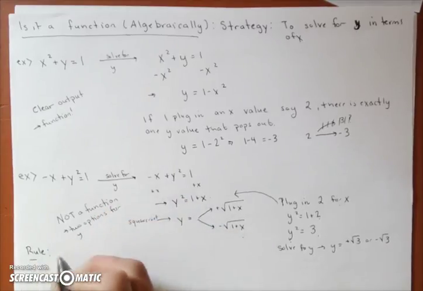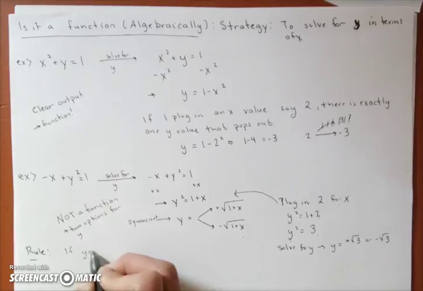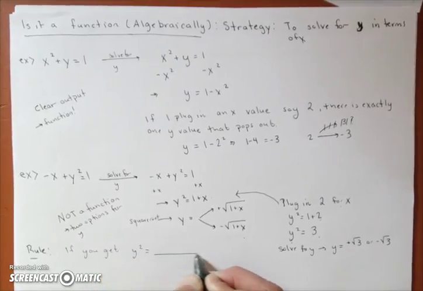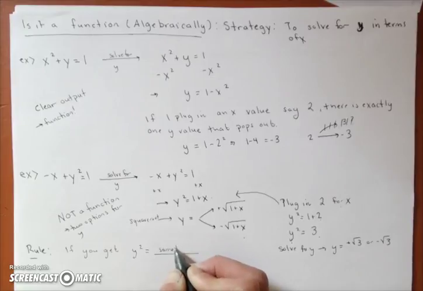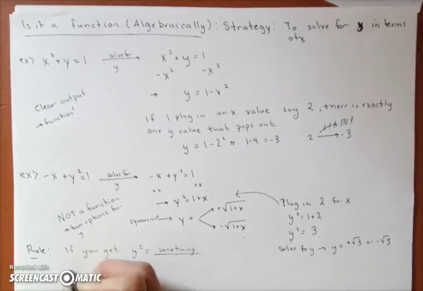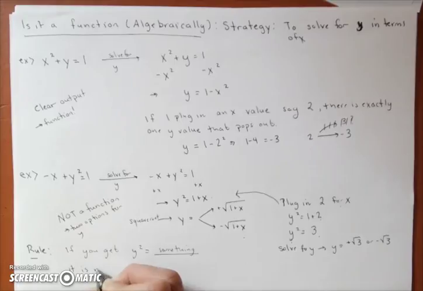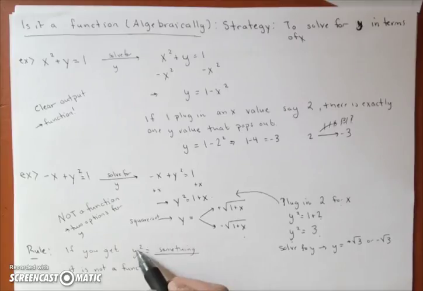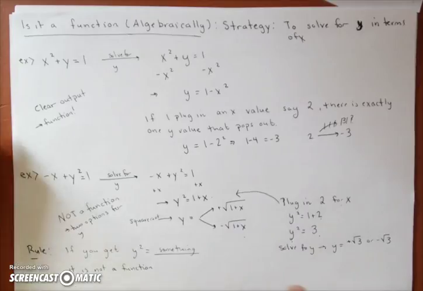So one rule is if you get y squared equals something, it is not a function. The same would be true if this were y to the 4th, because then when you take the 4th root, you also get this plus or minus happening.